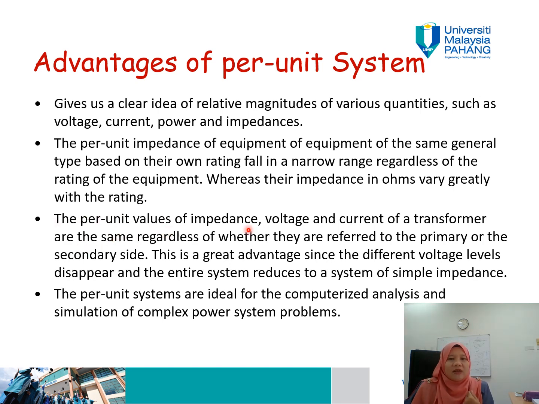The per unit values of impedance, voltage, and current of a transformer are the same regardless of whether they are referred to the primary or the secondary side. This is a great advantage since the different voltage levels disappear and the entire system is reduced to its simple impedance diagram. And the per unit system is ideal for computerized analysis and simulation of complex power system problems.